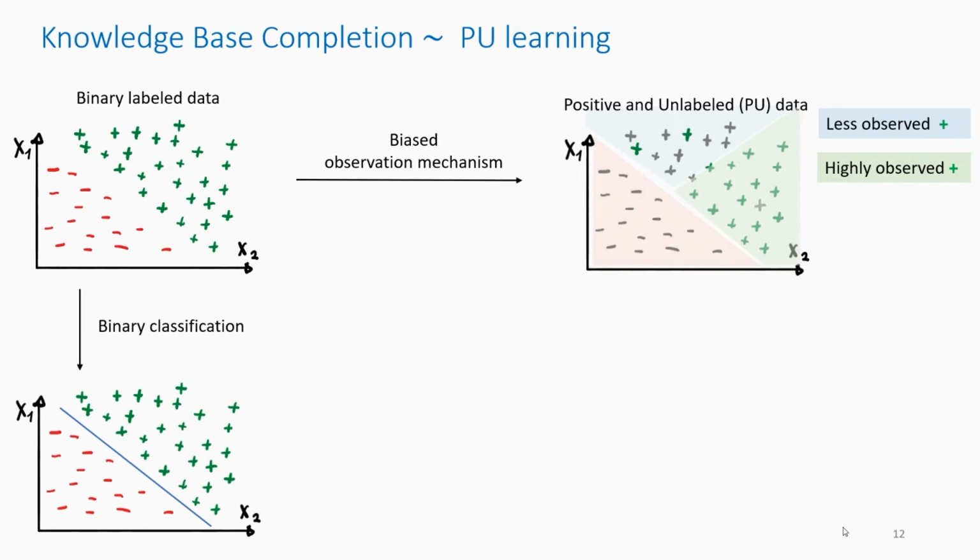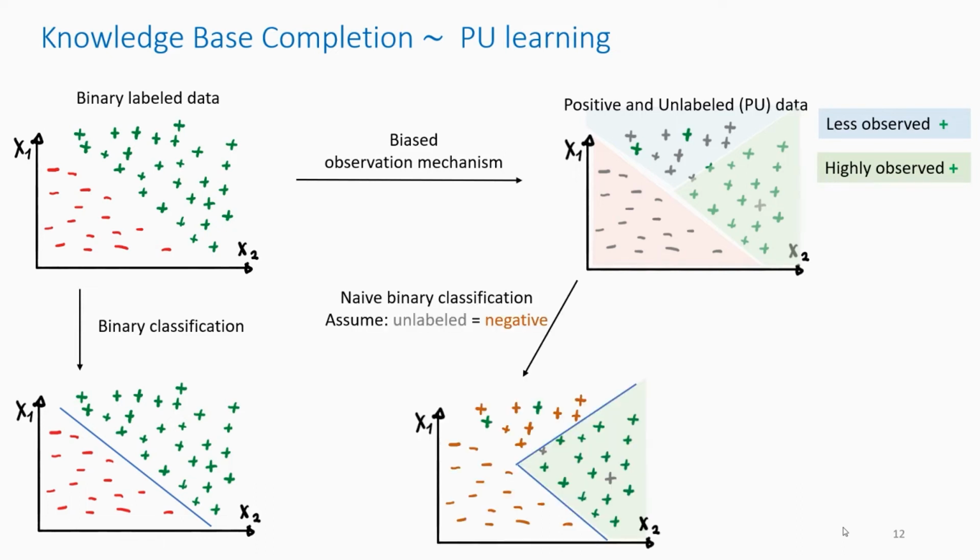The blue region contains positive examples that are less likely to be observed, which just means that the probability that they are observed is small. The green region contains positive examples that are highly likely to be observed, which means that these positive examples have a high probability of being observed. Now, to learn a binary classifier from this PU data, we could naively assume that all unlabeled examples are negative. This is similar to the closed world assumption. However, in this case, the learned concept is quite different from the concept that we want to learn.